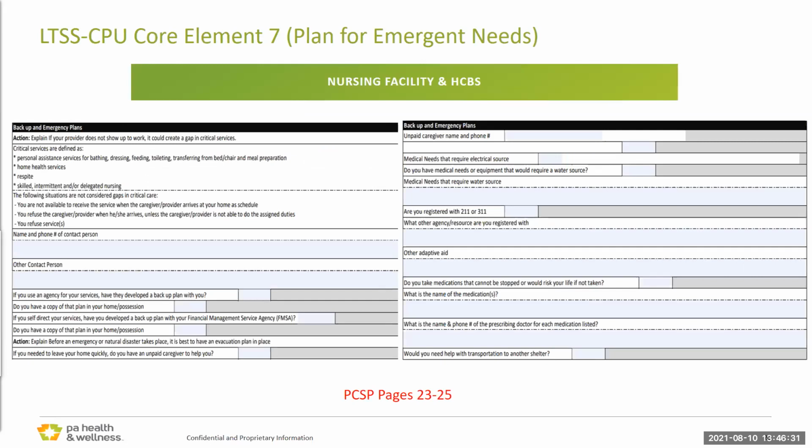All right, so here you'll see something that I'm sure everybody is also very familiar with, the backup and emergency plans. There you should be able to detail all the information that you need related to backup plans, whether that's going to be through an agency or whether that's going to be informal backup plans through family members, friends, or some other source. So that'll be on pages 23 through 25 on the PCSP.